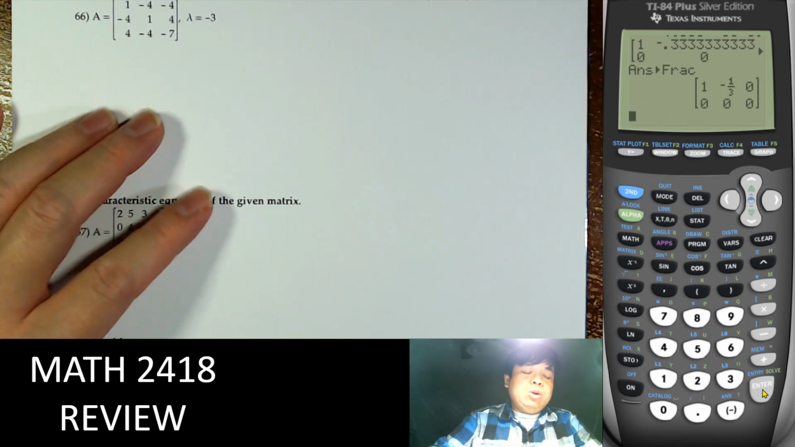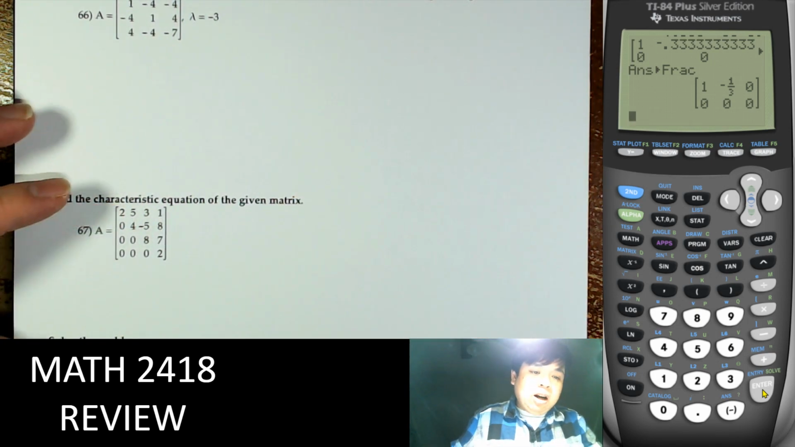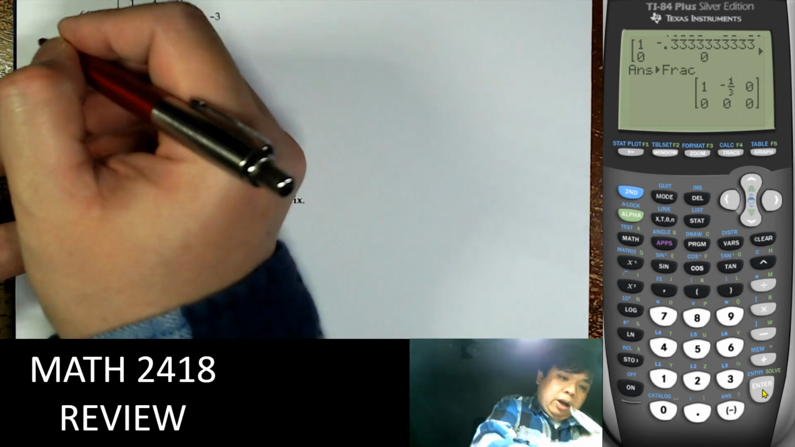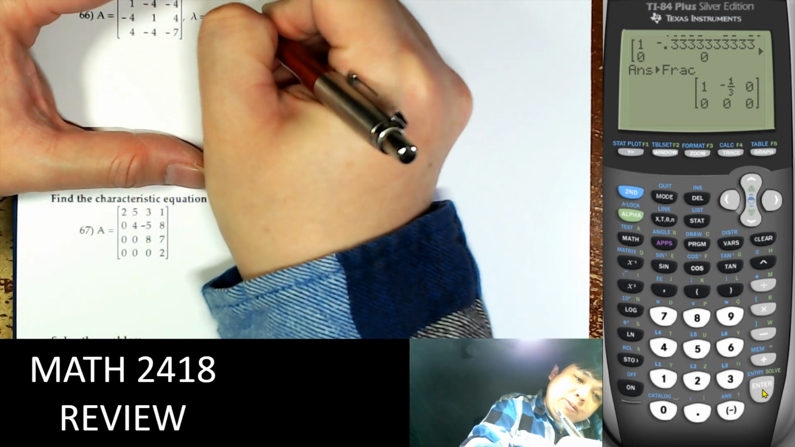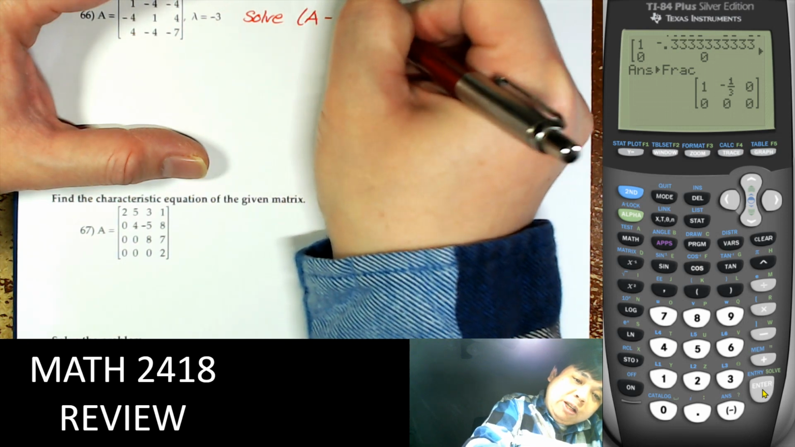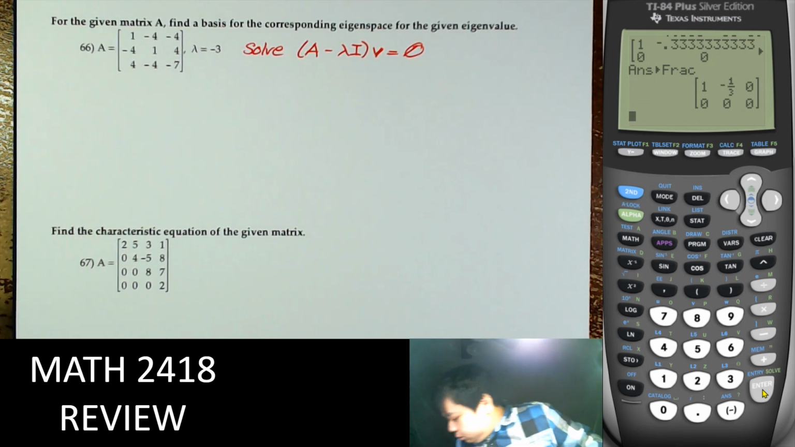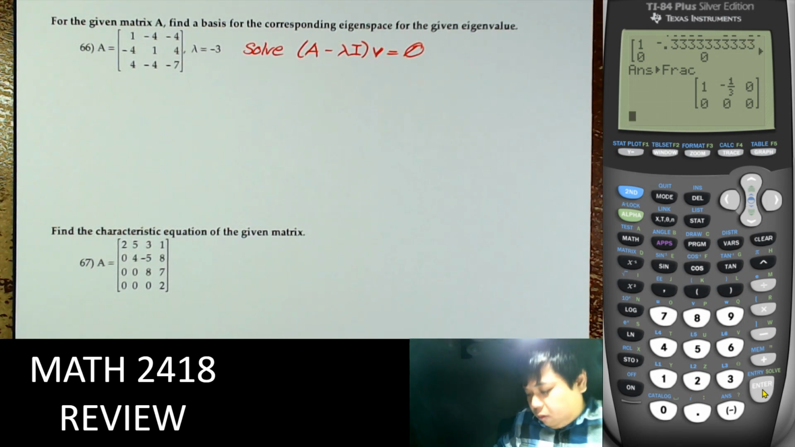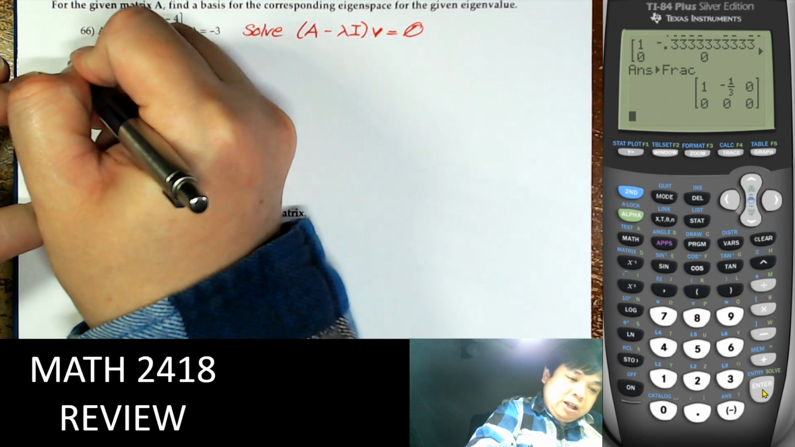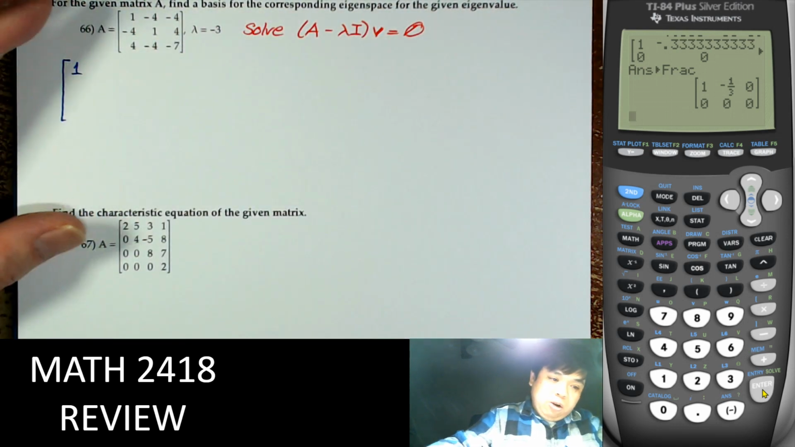Right. Now we do the same thing for this one with eigenvalue of -3. Once again, we find the basis for the eigenspace for the given eigenvalue. Right. So what we do is we're going to solve A minus lambda I times v equal to 0. Right. So we take the matrix A and subtract the diagonal entries by -3.